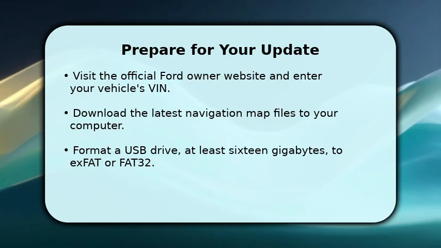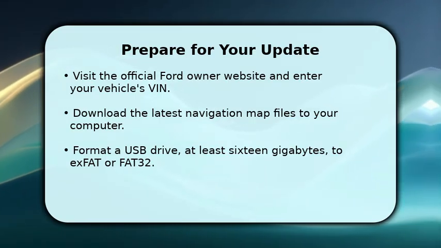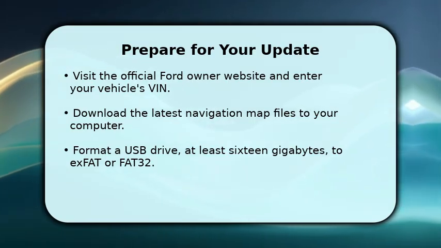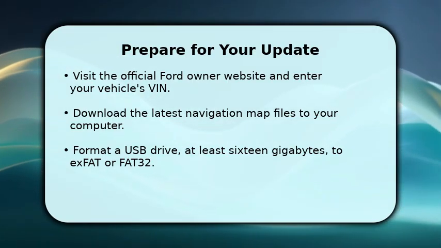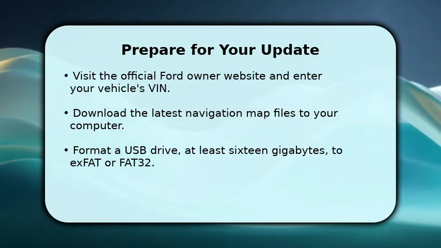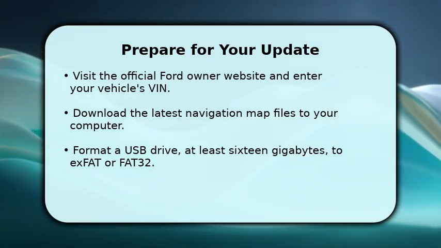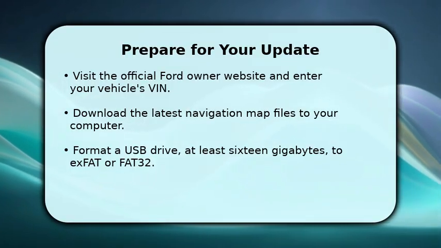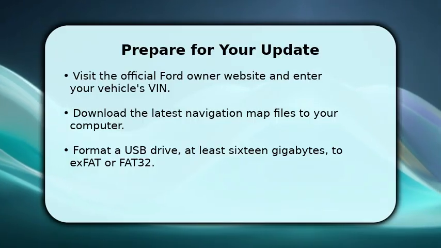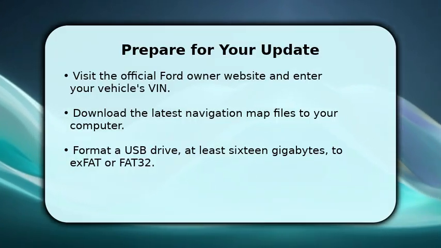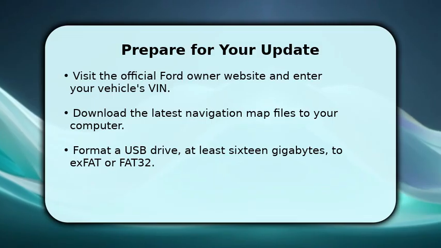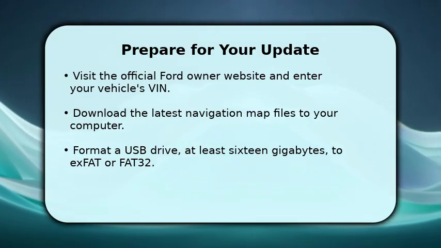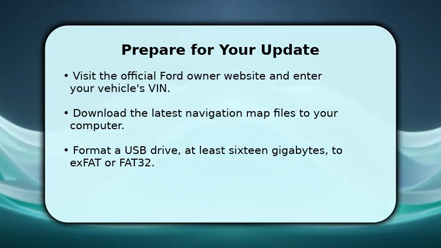First, visit the Ford owner website and input your vehicle identification number to check for available map updates. Download these files to your computer. Next, prepare a USB flash drive, ideally with at least 16 gigabytes of storage, formatted to exFAT or FAT32. Finally, extract all the downloaded map files directly onto the root of your USB drive, ensuring no folders are created.